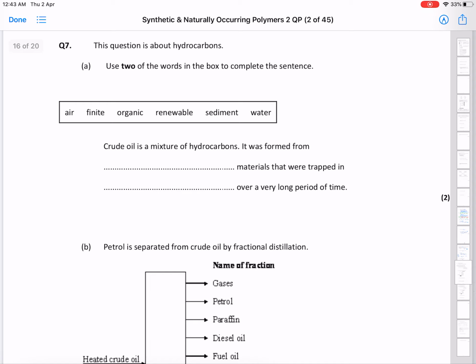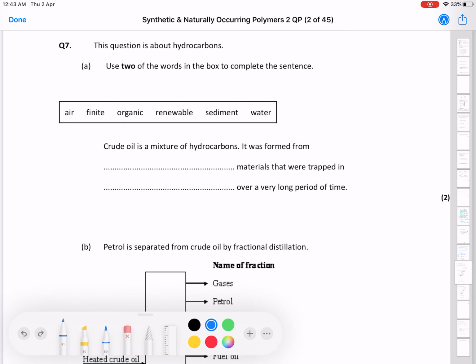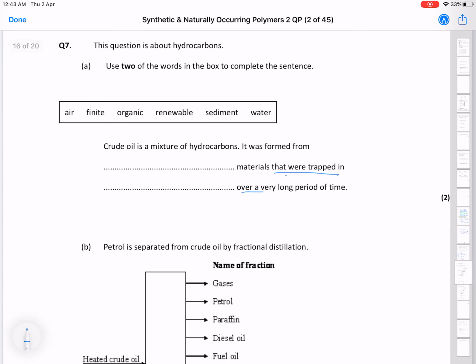Question 7. The question is about hydrocarbon. Here, guys, you just need to fill in the blanks. Crude oil is a mixture of hydrocarbons. It's formed from what materials that were trapped in what over a very long period of time. So basically, crude oil is made up of, I would choose organic materials that were trapped in sediment over a very long period of time, hundreds of years, until those organic materials, like fossils, over long time and very high temperature and pressure, would change to crude oil.